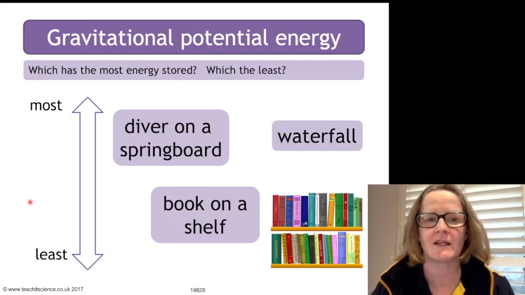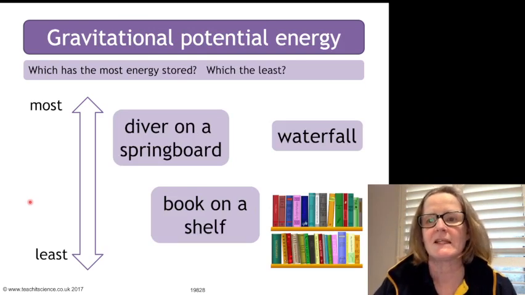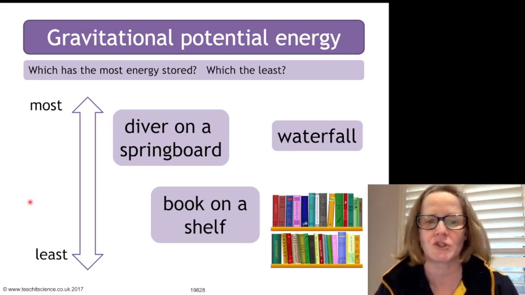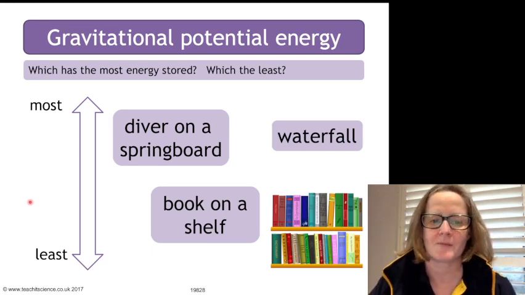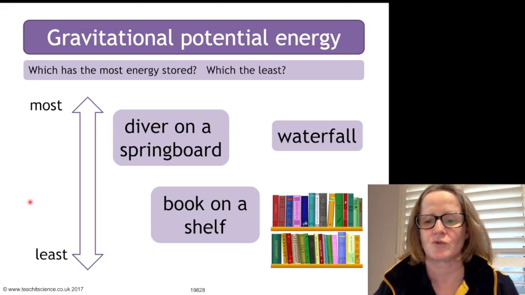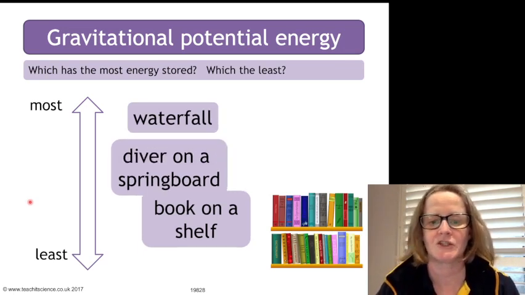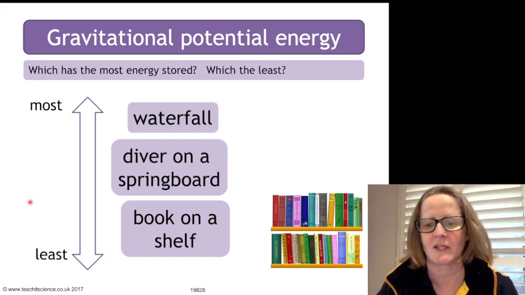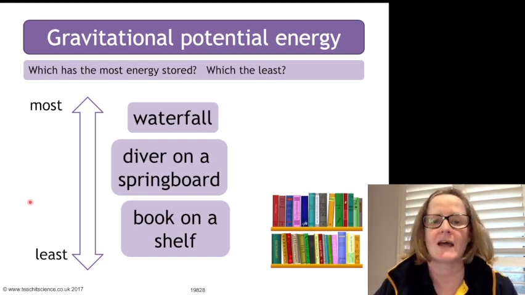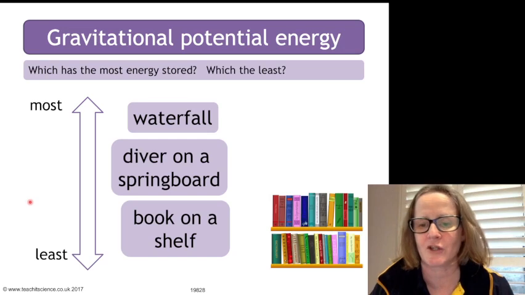Gravitational potential energy is the potential or the likelihood that energy can be released and work can be done when something moves under the influence of gravity. So we've got a diver on a springboard, a waterfall, and a book on a shelf. So have a think about ordering them on our continuum of most to least energy stored. So we put the waterfall with the most energy, the diver on a springboard with the medium amount of energy, and a book on a shelf has the least amount of energy. And here again, we need to think about how high these objects are and how much energy they're going to release as they fall.